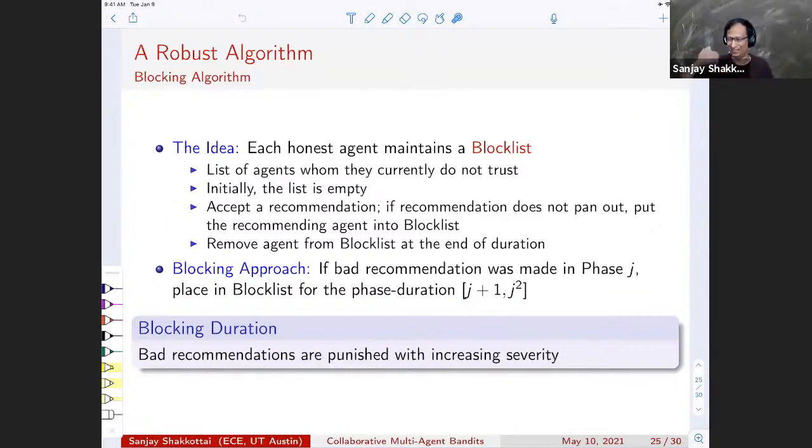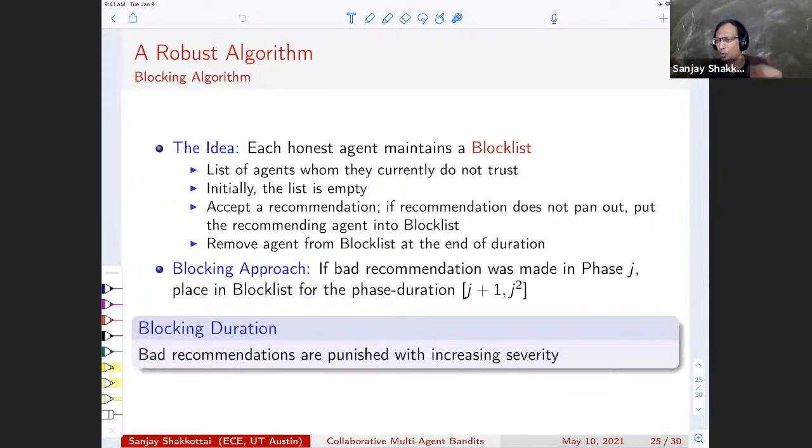Okay, so at the end of its blocking duration, you remove the agent from the block list. So essentially bad recommendations are punished with increasing severity over time. The reason it's designed this way is the following.